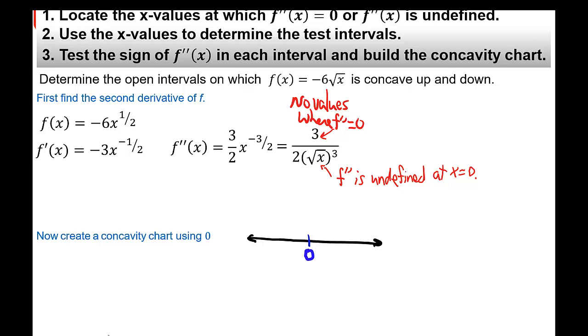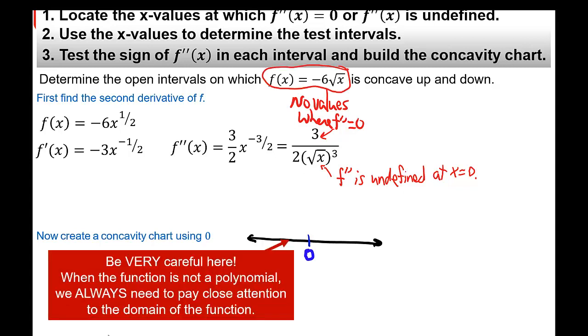Another thing you've got to be careful of, and anytime you're not dealing with polynomial functions, you've got to think about the domain of the function. You've got to be really careful here because once you find the possible values you're going to use in your concavity chart, you usually test on both sides of them. But you've got to be careful here because this is a square root function. You can't plug a negative number in under the square root. So what that tells you is the domain for this function is from 0 to infinity. You can plug 0 in, any positive number, but you can't plug a negative number in, so you need to notice that.